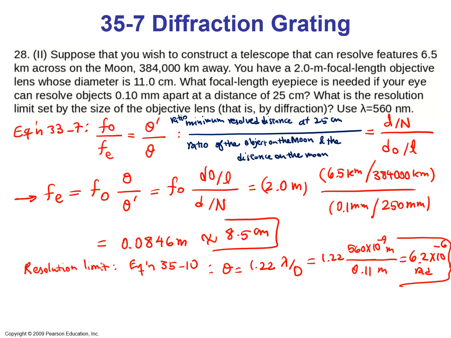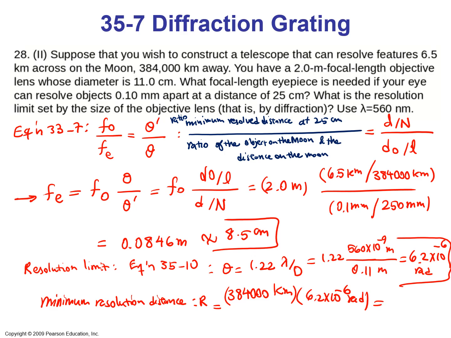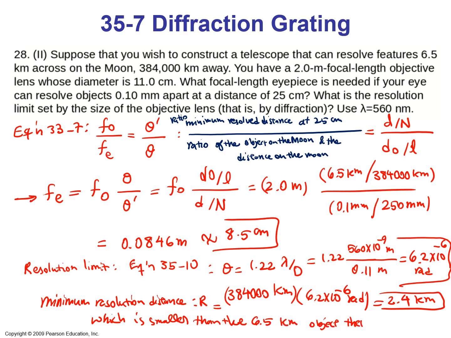This corresponds to a minimum resolution distance R. Write down minimum resolution distance R is equal to 384,000 kilometers multiplied by 6.2 times 10 to the power minus 6 radian, which results to 2.4 kilometers, which is smaller than the 6.5 kilometer object that we want to observe. Therefore, this telescope can resolve such an object.